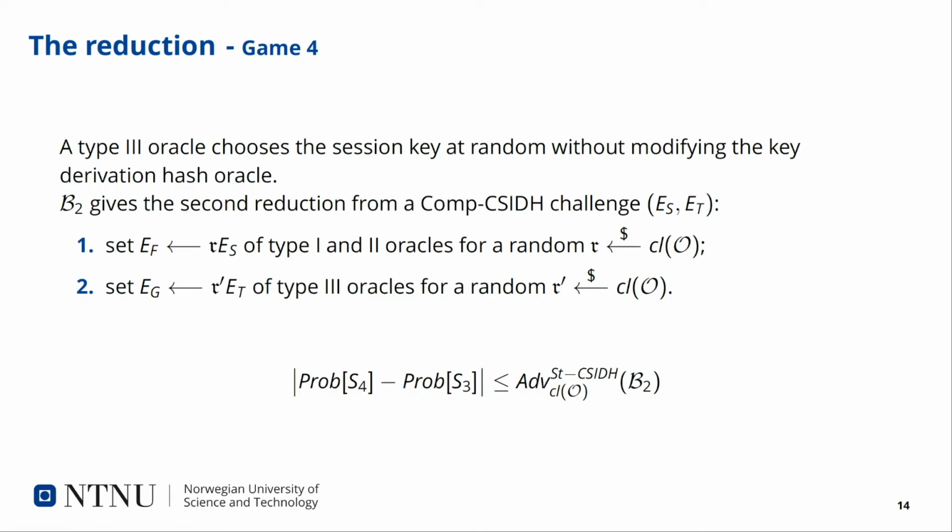In game 4, a type 3 oracle, which is a responder oracle who is sure about the honesty of the initiator oracle, chooses a session key at random without modifying the key derivation oracle. This time we re-randomize both parts of the computational challenge and we embed them in the ephemeral public keys of type 1 and type 2 initiator oracles and type 3 oracles respectively. Note that this time we don't introduce any tightness loss, since we don't have to deal with any kind of uncertainty.